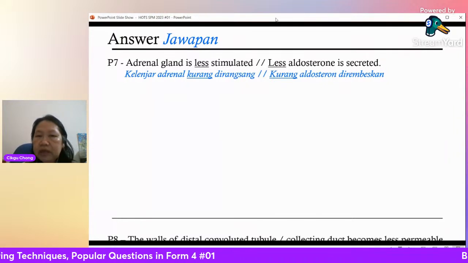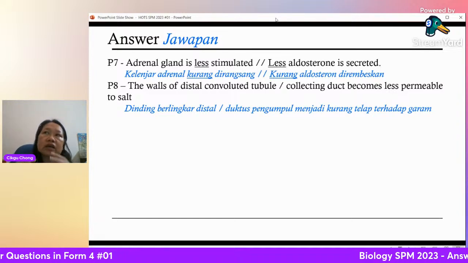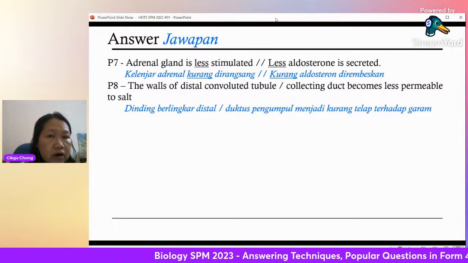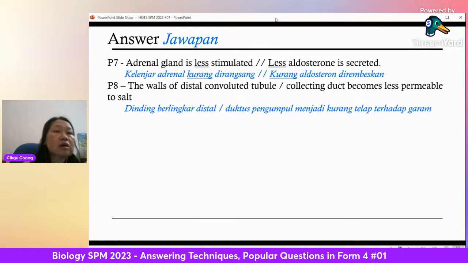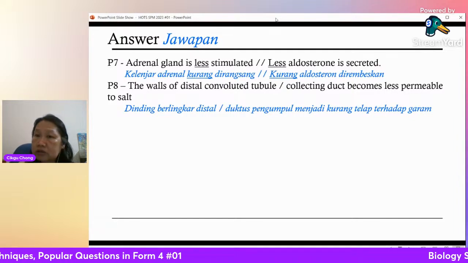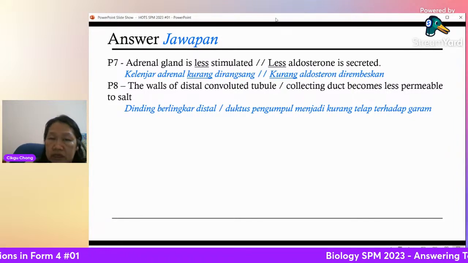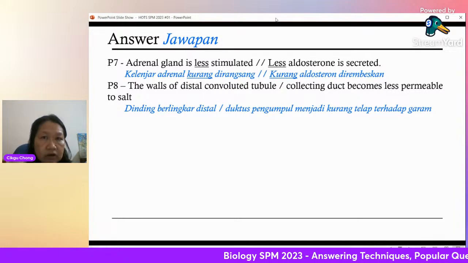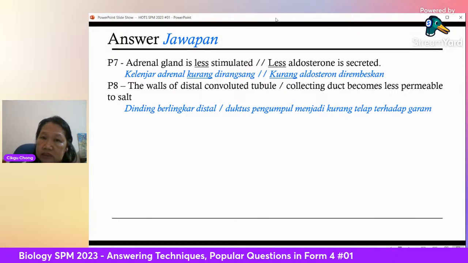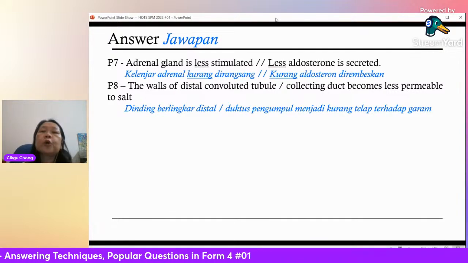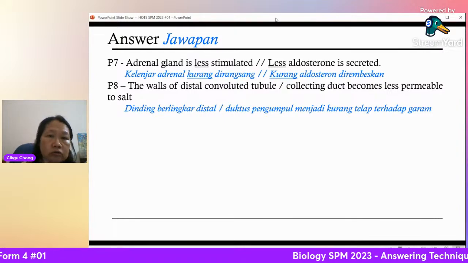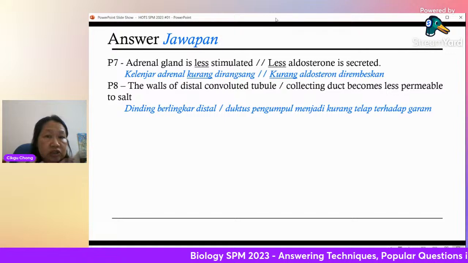This aldosterone is going to actually stimulate reabsorption of salt. So if you have more aldosterone, more salt will be reabsorbed back. But in your case here, you do not want to reabsorb salt because your blood is already concentrated. You want to reabsorb water only. So ADH is more, okay? You need more ADH. But you do not want aldosterone because the more aldosterone you have, more salt will be reabsorbed. So now you don't want to reabsorb salt because you already have so much salt. So kurang aldosterone dirembeskan, less aldosterone is secreted.